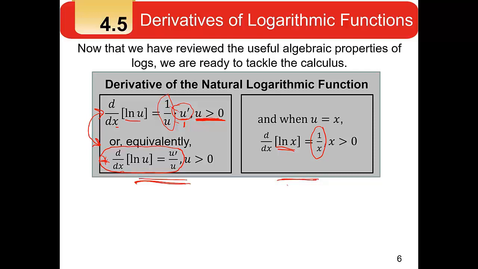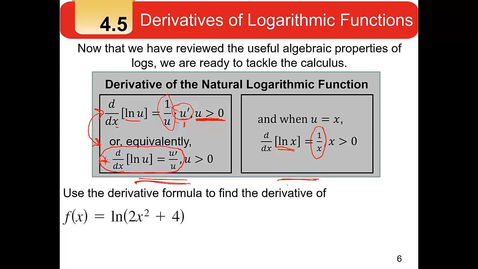Okay, so that's the formula, one of those two variations that we'll be using to do these problems in this section. So, jumping right in, first one is to use the derivative formula to find the derivative of f of x equal the natural log of the quantity 2x squared plus 4. It's not hard to figure out what to do.